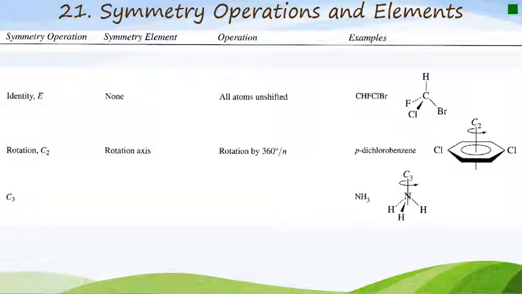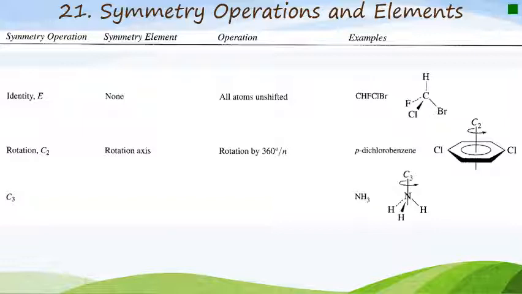Okay, the table on the next couple of slides just shows some examples and the symmetry operations and elements that are involved. So with the identity, remember there are no symmetry elements. All the atoms remain unshifted, and the example they've given us there is the tetrahedral fluorochlorobromomethane.